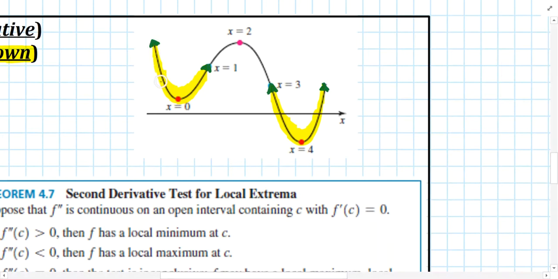You'll notice that a positive second derivative in each of these yellow sections does not necessarily correlate to a positive first derivative. In fact, on this section here, our first derivative is negative, even though the second derivative is positive. That's entirely possible. Over here, we've got a first derivative that's also negative, but the second derivative happens to be positive.